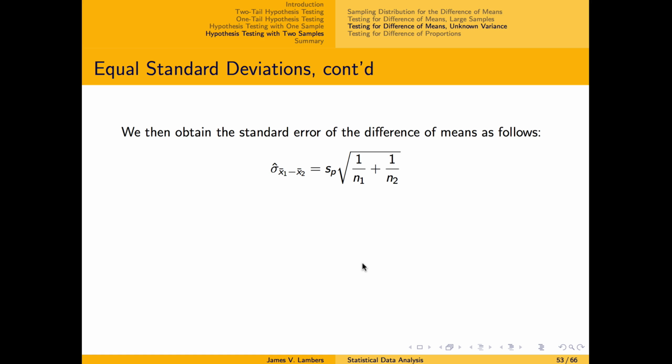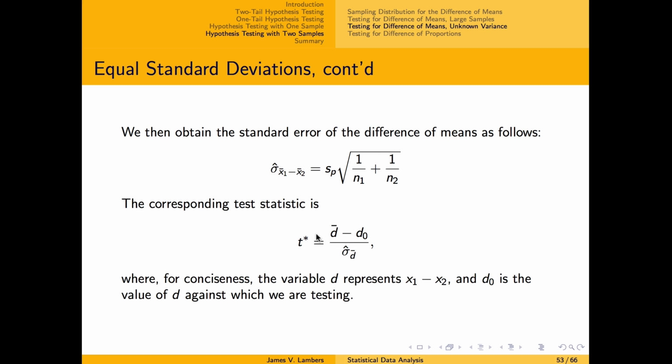Now we can use our pooled estimate of a standard deviation to compute the standard error of a difference. Then we have our usual test statistic. We define a new variable d to be x1 minus x2. So d bar is the difference of sample means, and d naught is the value that we are comparing the difference of means against in our null hypothesis, which is usually 0.